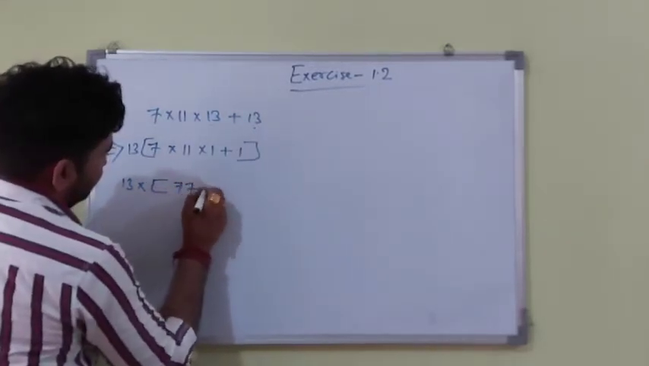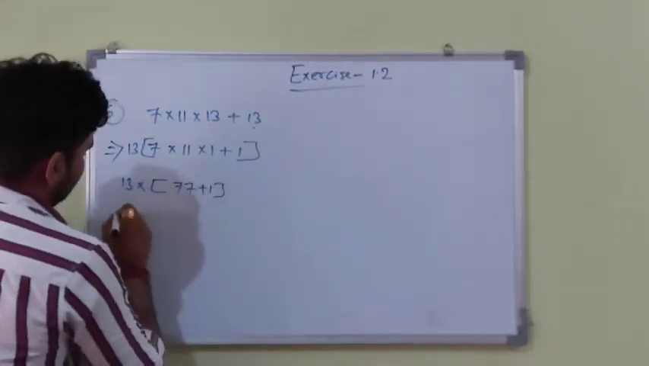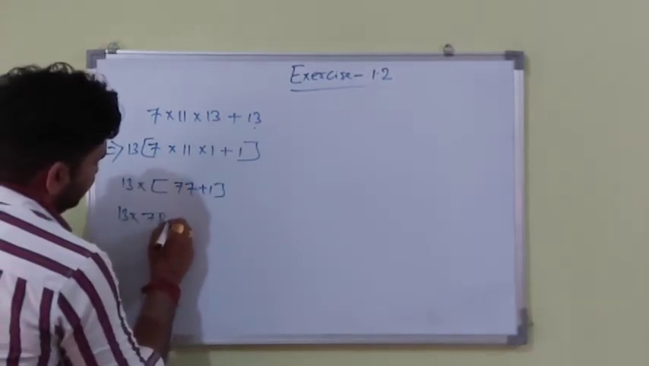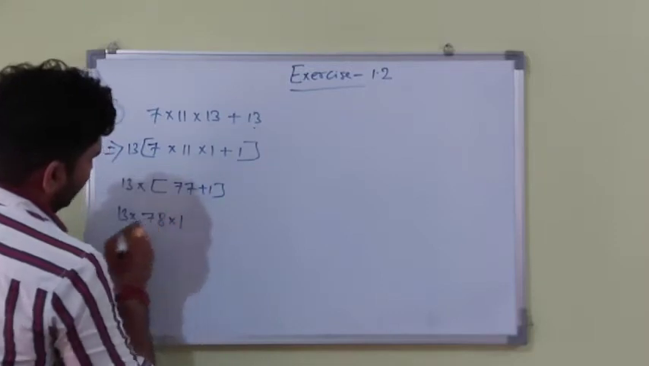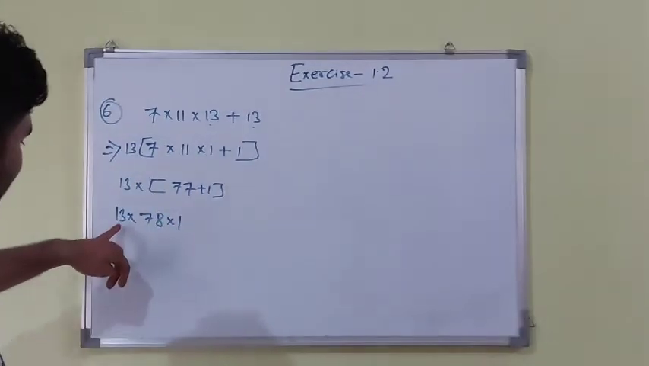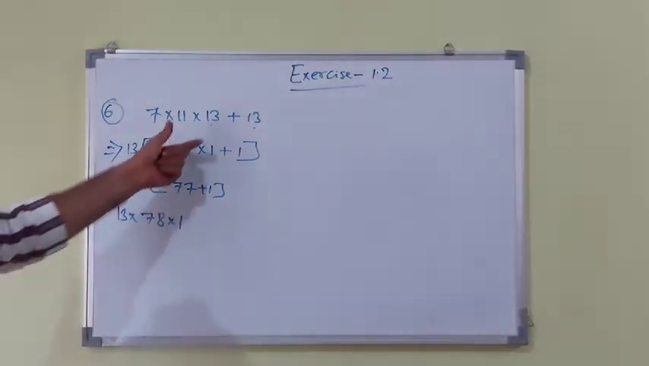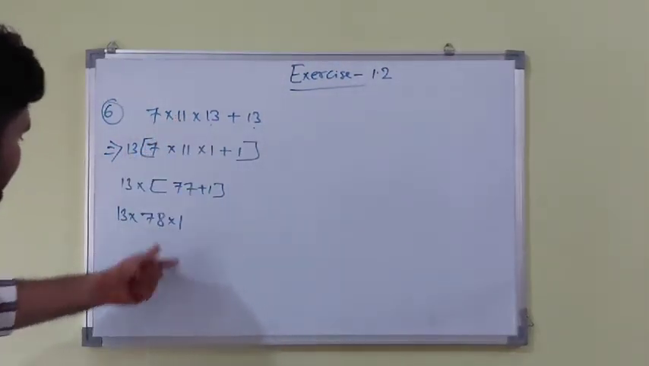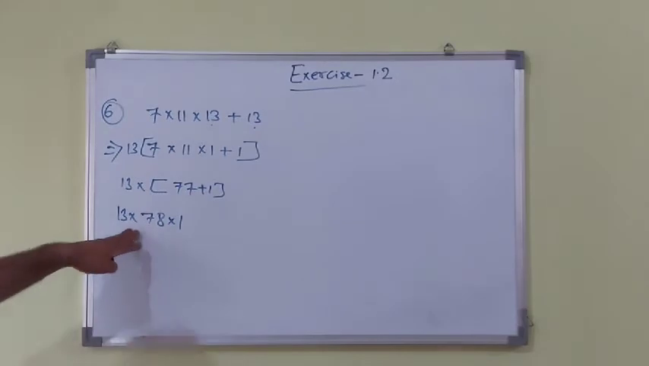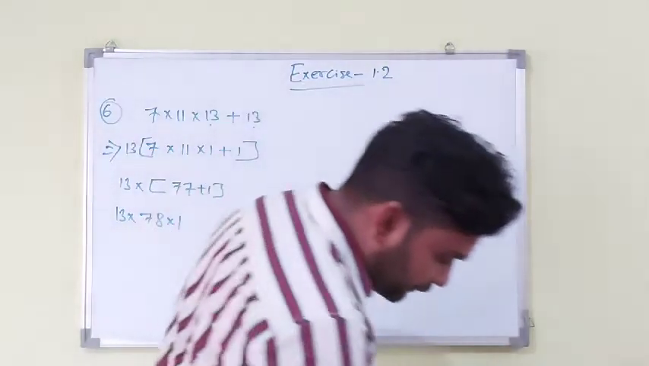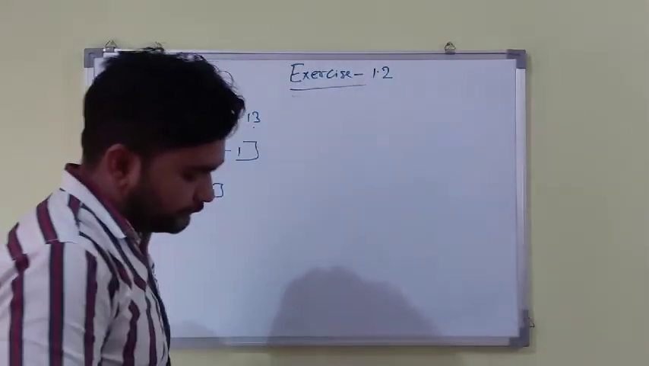Let's say 13 into 77 plus 1, 13 into 78, which means factor 1, factor 2 and factor 3. That means this number is a composite number. Okay, so do it yourself. See what this number is, and the next one, do it by yourself.